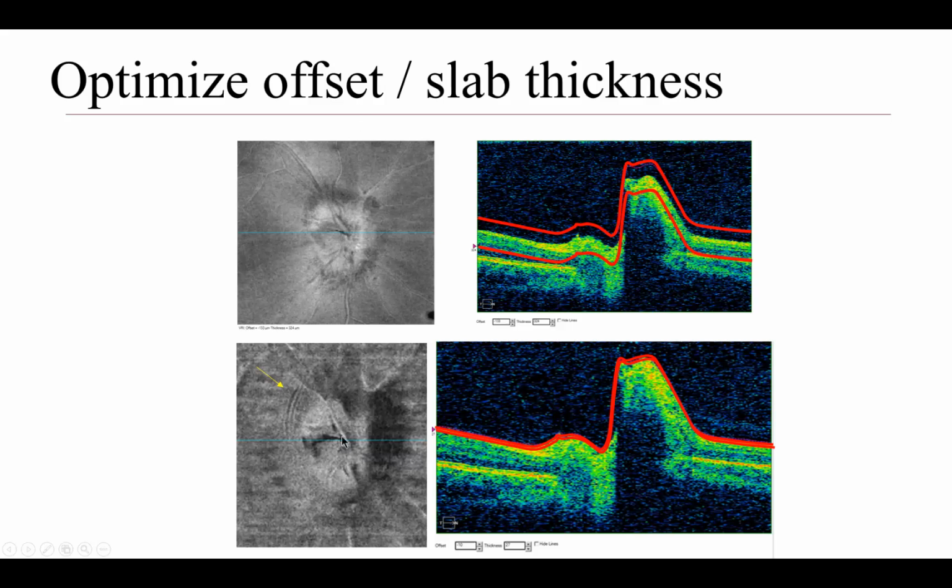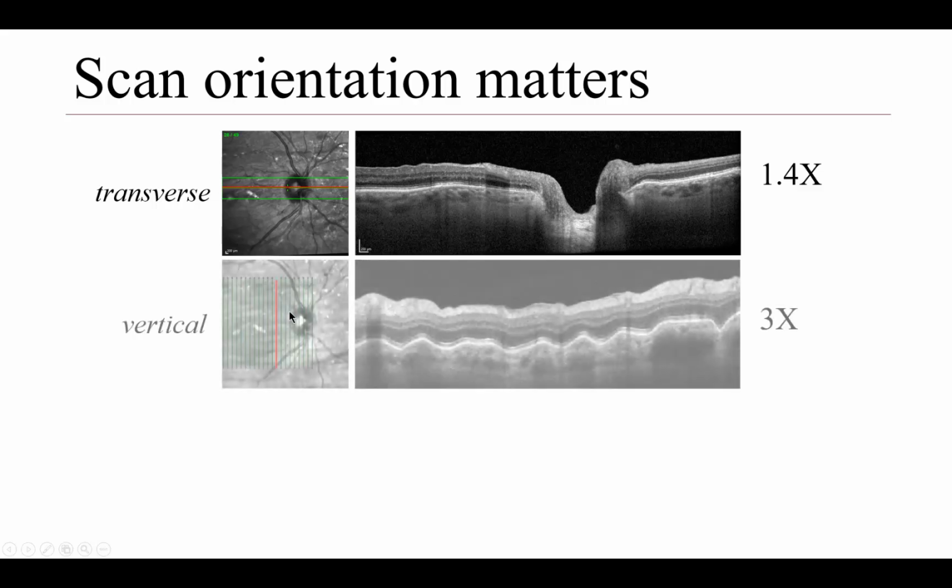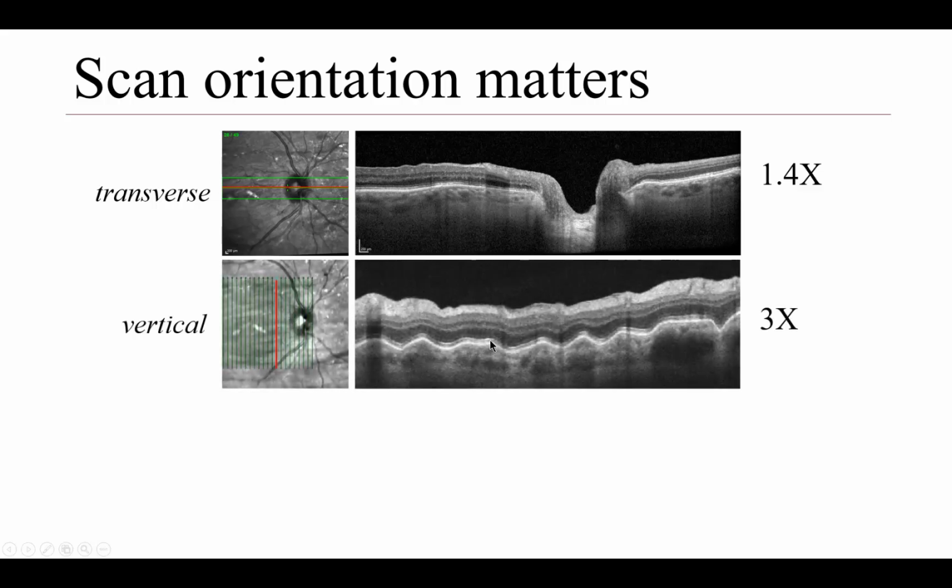This is the same patient. If you don't adjust these lines so that they straddle the surface of the vitreoretinal interface, you will miss the folds. If the folds are oriented in a particular direction, so let's say horizontal folds, and you take a transverse scan, you will miss the folds. In order to see the folds, you have to cut across them perpendicularly, and then the folds become evident.